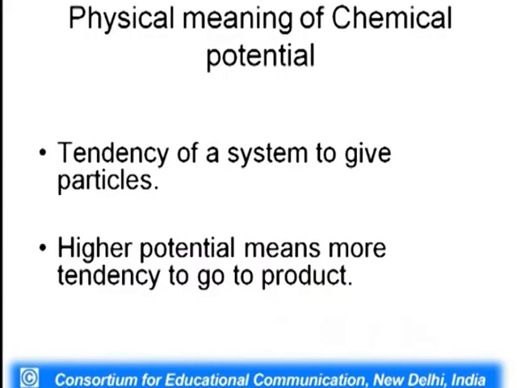So, what is the meaning of chemical potential? It is the tendency of a system to give particles. Higher potential means more tendency to go to product, more tendency to give particles, more tendency to change. So, it will like to go from higher potential to lower potential. Suppose a reaction is spontaneous; we know that for a reaction to be spontaneous, chemical potential should decrease.